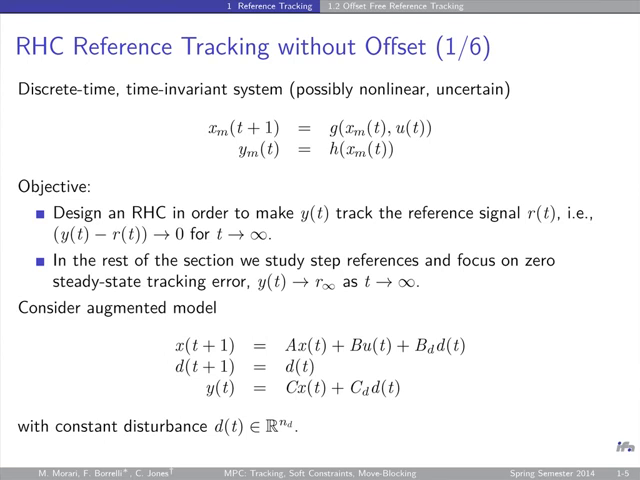Going back to this problem, I outlined the problem. So now we'll look at the issue that we want to do reference tracking, but we want to do reference tracking at least asymptotically without error. So we want to get the same type of performance that you get when you have integral action. Integral action gives you, as you know, no offset for constant set points.